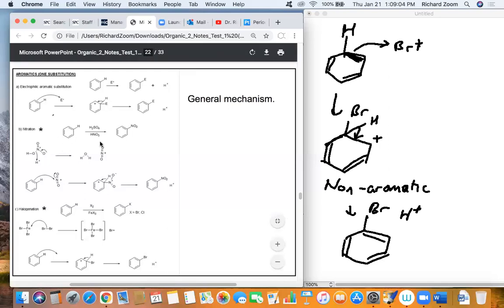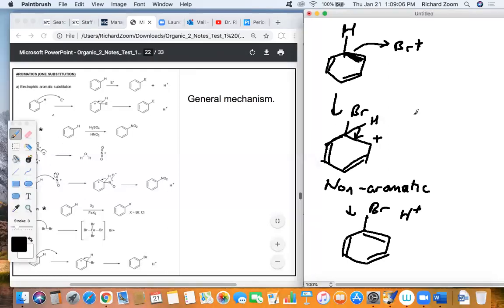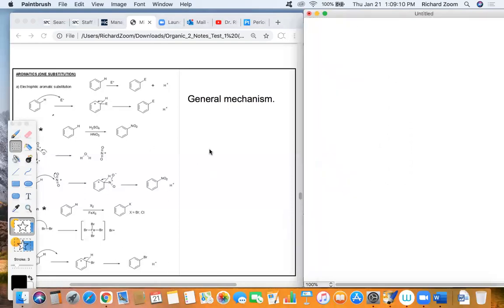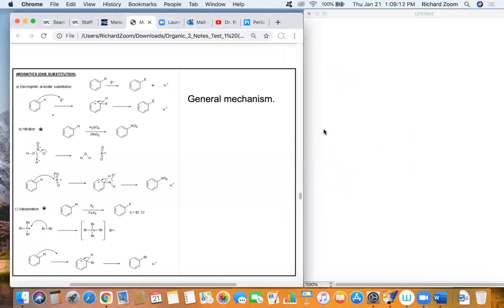Now, nitration. This one is a little bit of a weird one. Now, it does form the NO2 plus ion here.